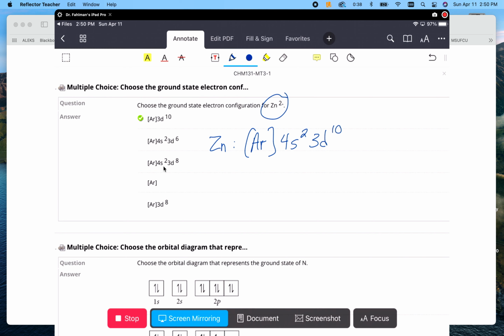Okay, and then when you're losing the two electrons, remember that the ones that get lost first are the s electrons. So it's just going to be argon, 3d10.